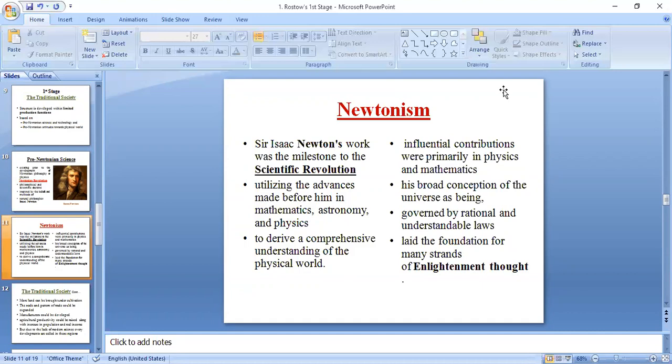His broad conception of the universe was governed mainly by his thoughts, beliefs, and theories. Everything was believed to be rational, and there would be some logic in everything. Rational and understandable laws. Everything was understandable and well explained, which laid the foundation for enlightenment thought.